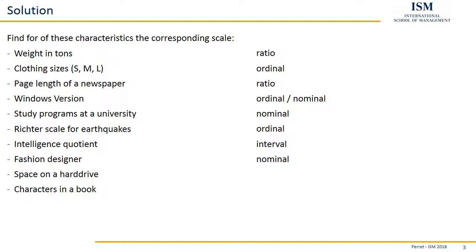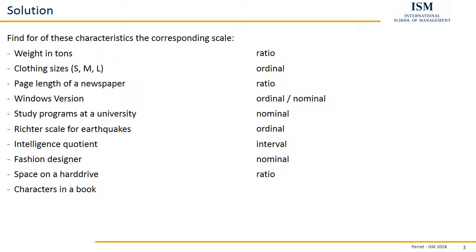Then we have second to last, the space on a hard drive. This is relatively easy. We can say, well, here I have a hard drive, I have a second hard drive which has twice the capacity, twice the available space, making this typical example for ratio scale. In particular, we also have a natural zero, an absolute zero here, meaning a hard drive with no space at all.